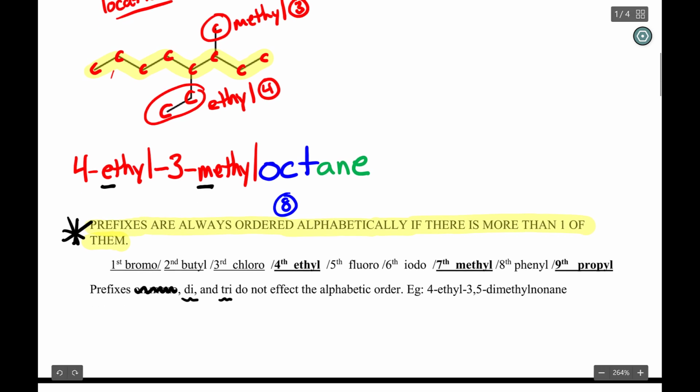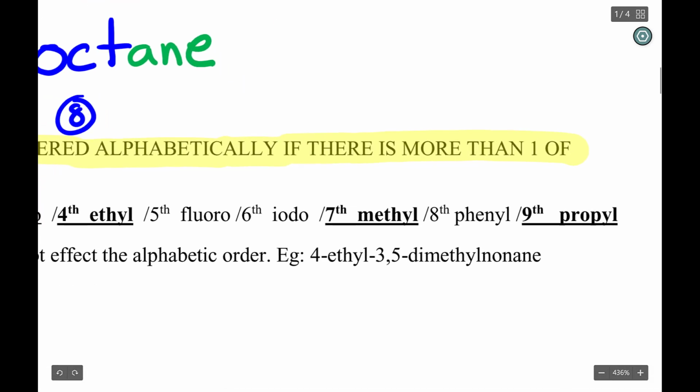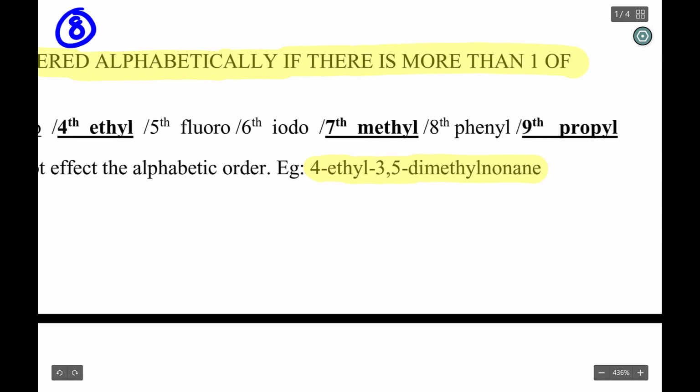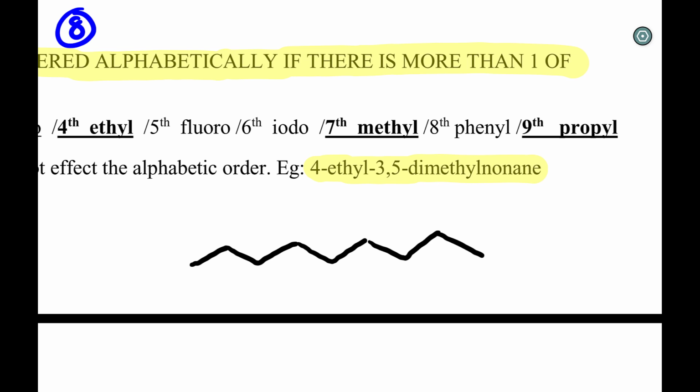So for example, if you look here, I've got a compound called 4-ethyl 3,5-dimethyl nonane. Now I'll show you what that would look like. Here's nonane. 1, 2, 3, 4, 5, 6, 7, 8, 9.